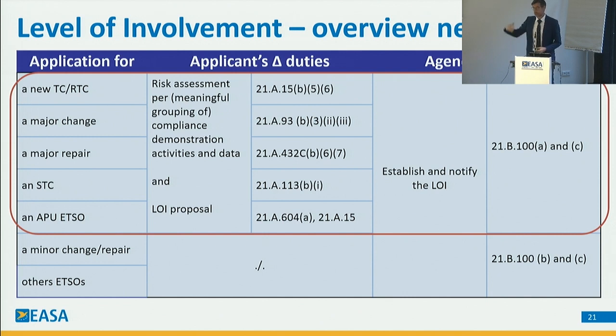You often hear us talking about 21A15 for TCs, but probably more practical relevance are STCs and major changes. You find the same wordings in 21A93, 21A113. So you have the reference here. And for all of that, based on your proposal, 21B100 guides EASA or obliges EASA to establish its involvement and to notify it to you. So same idea in all of these 5 subparts.